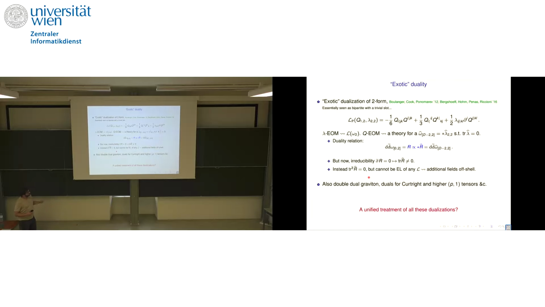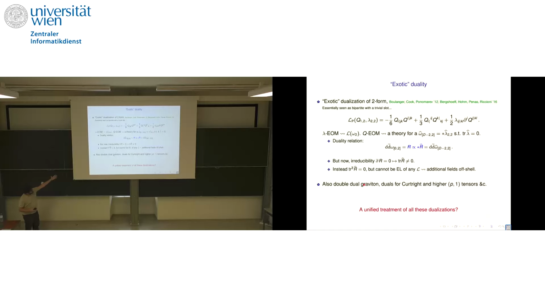So what happens here? The third trace cannot be an Euler-Lagrange equation of any Lagrangian. So this tells you that in order to implement this duality relation in the Lagrangian, you need additional fields off shell. And this is simply because of this fact. Okay, I will not continue like this.